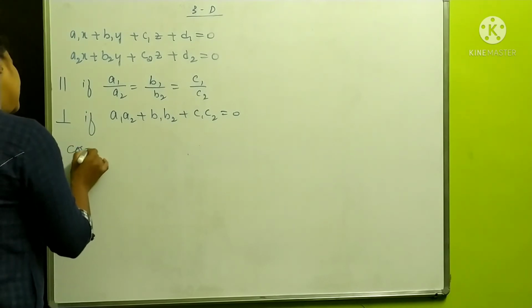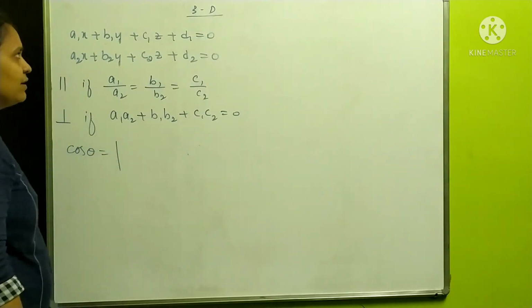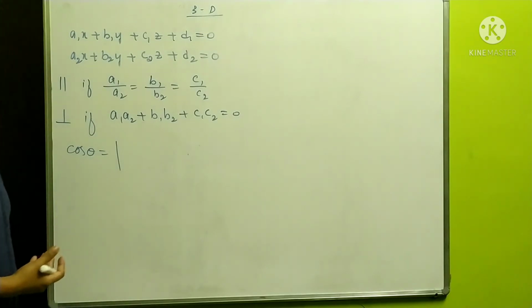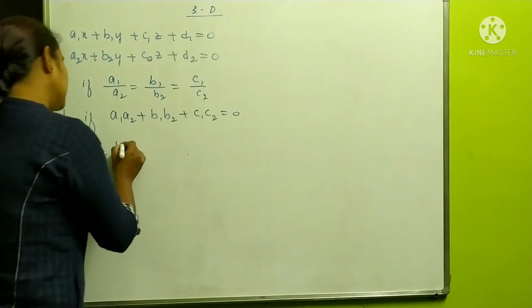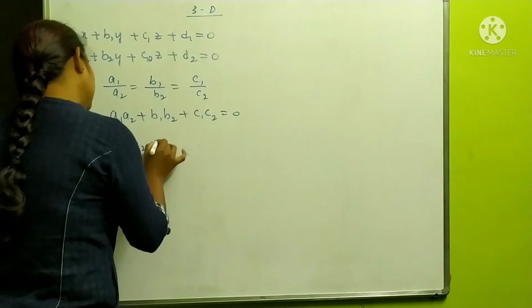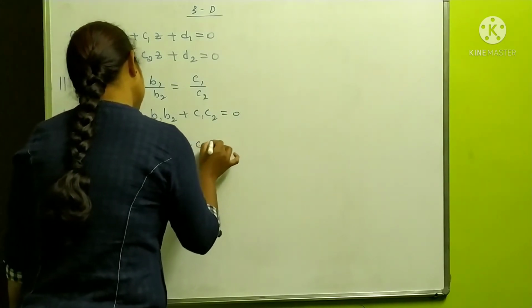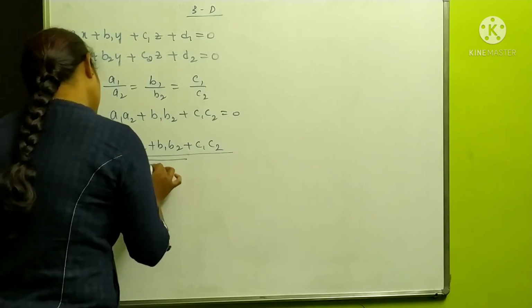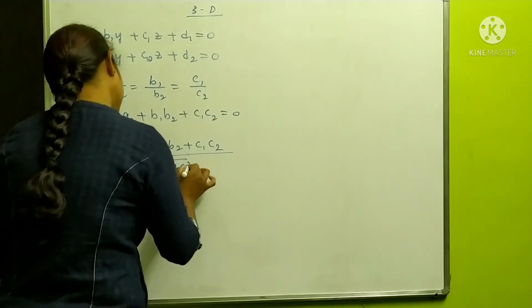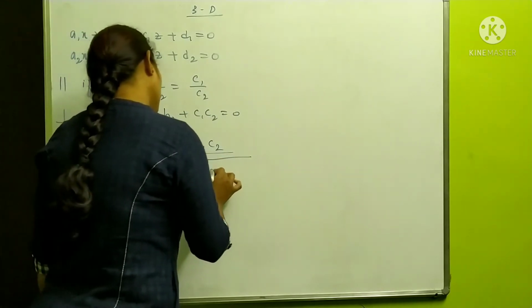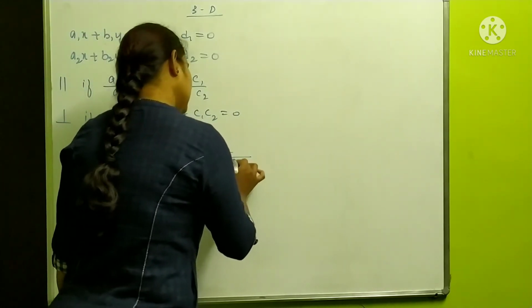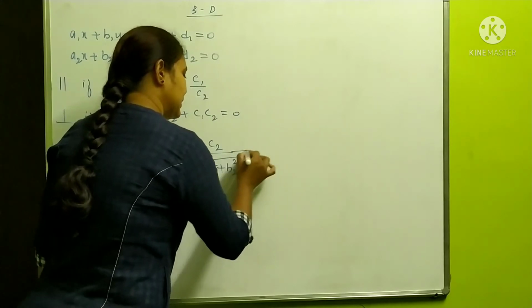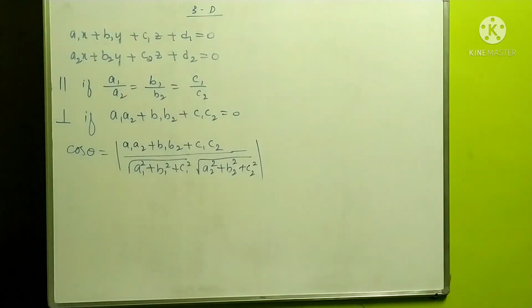Angle between two planes is given by cos theta is equal to modulus. We are interested in finding the acute angle, therefore modulus of a1 a2 plus b1 b2 plus c1 c2 divided by root over a1 square plus b1 square plus c1 square, root over a2 square plus b2 square plus c2 square. This is how you can find angle between two planes. Parallel, perpendicular condition this is.